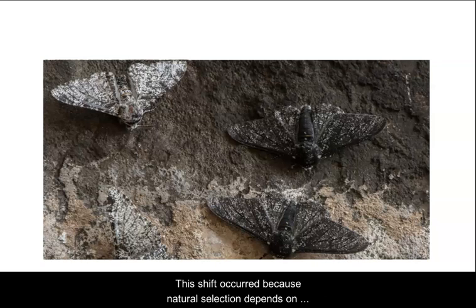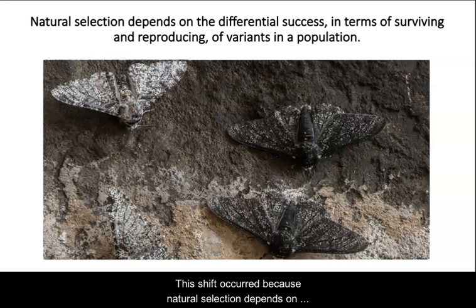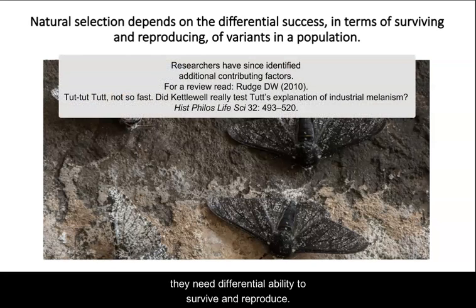So this shift occurred because natural selection depends on the differential success of these variants. That means they need differential ability to survive and reproduce.